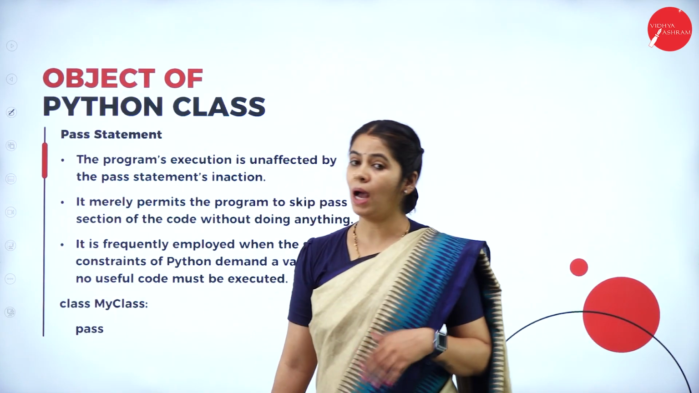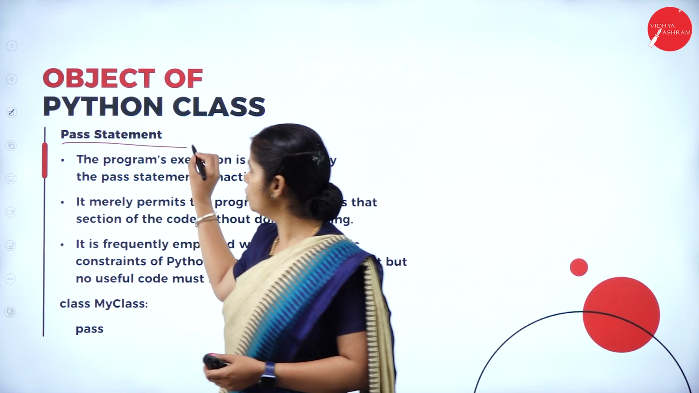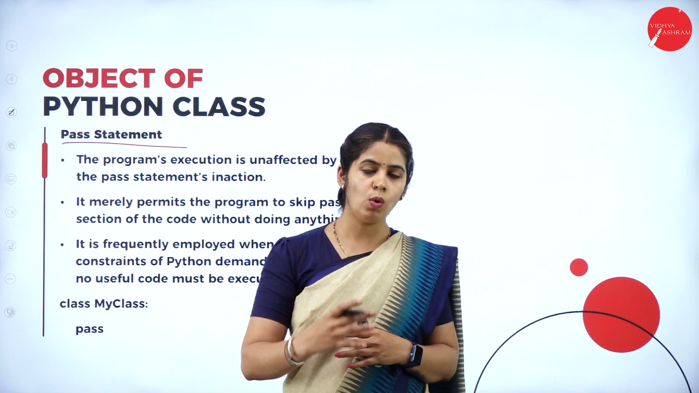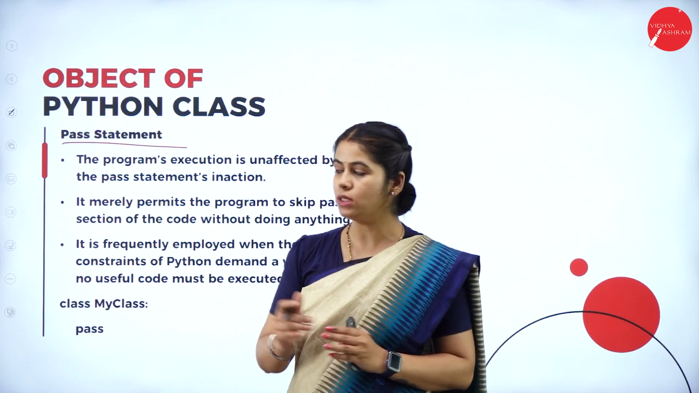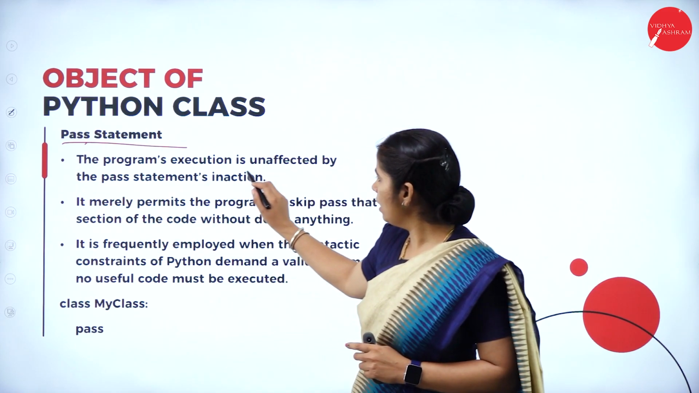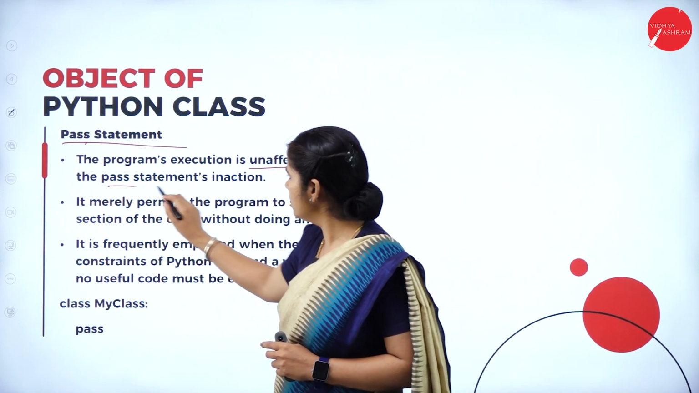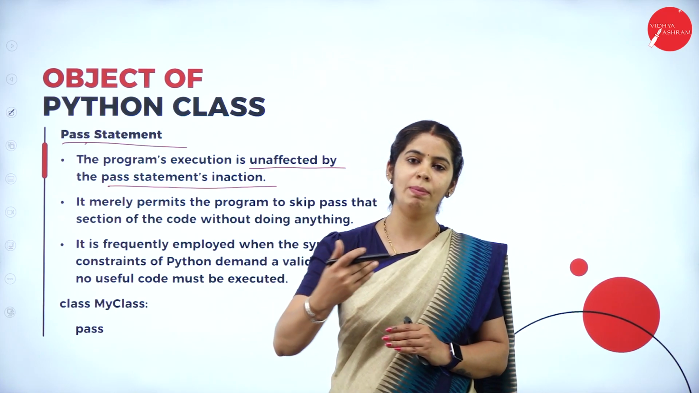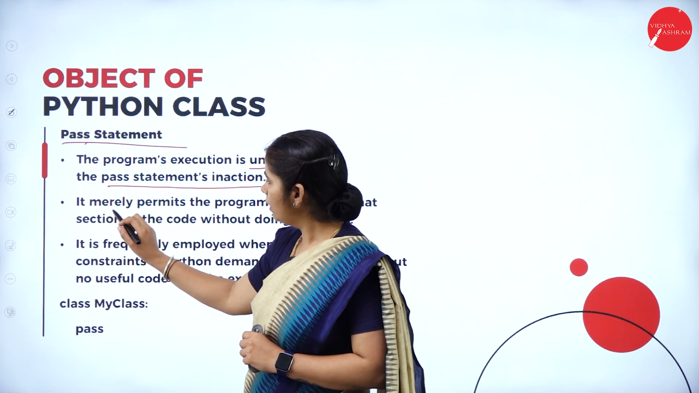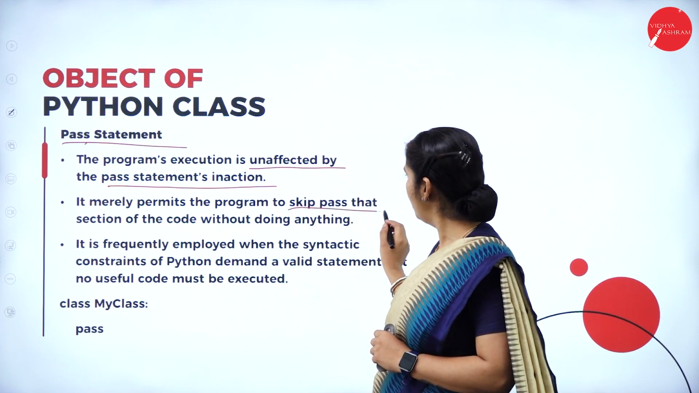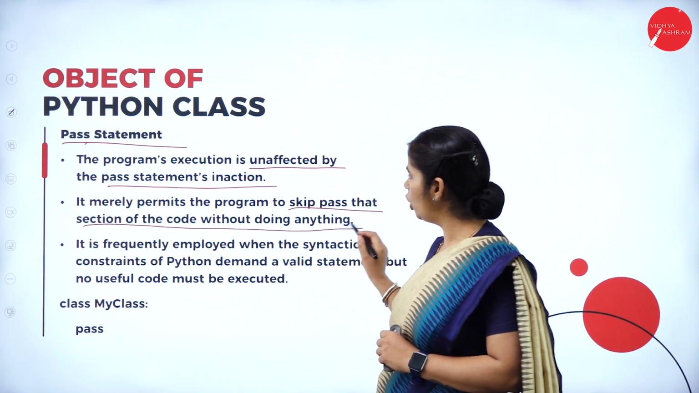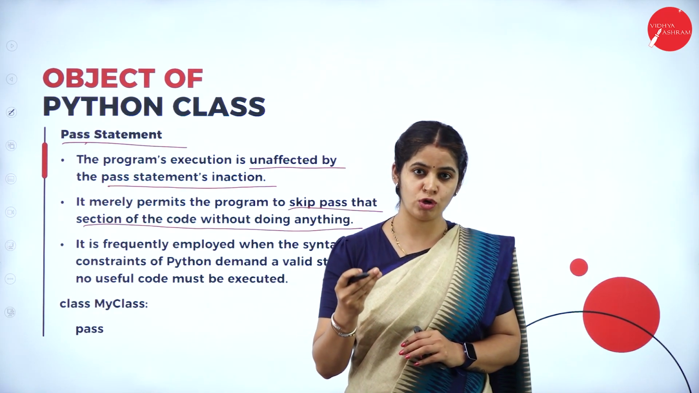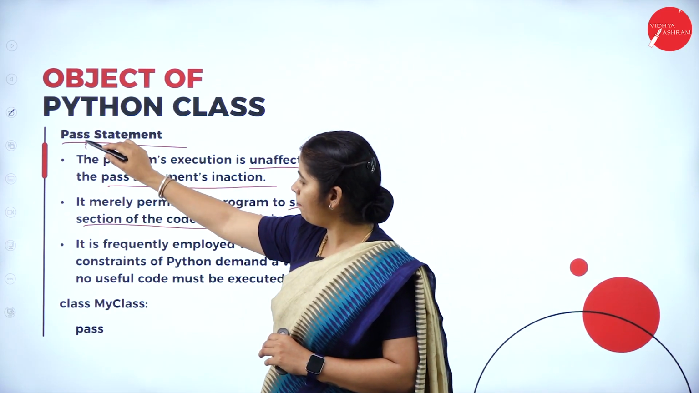Next what we have is the pass statement. What is the pass statement used for? The pass statement is used to skip a particular piece of code. If I don't want to execute a piece of code, then we can use the pass statement. The program execution is unaffected by the pass statement. So that piece of code will be skipped and the remaining code will be executed. It permits the program to pass over a section of code without doing anything. It does not throw an error or give you any exceptions. That's why we are using the pass statement.